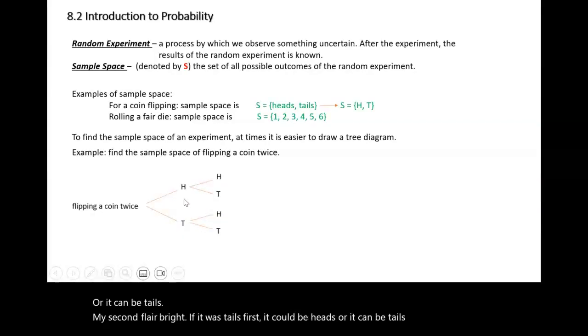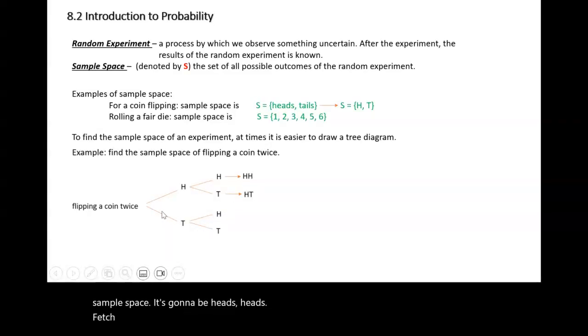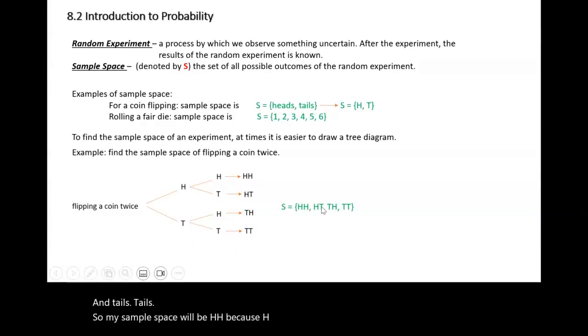So here's my sample space. It's going to be heads, heads; heads, tails; tails, heads; and tails, tails. So my sample space will be HH, because H stands for heads, HT, TH, and TT.